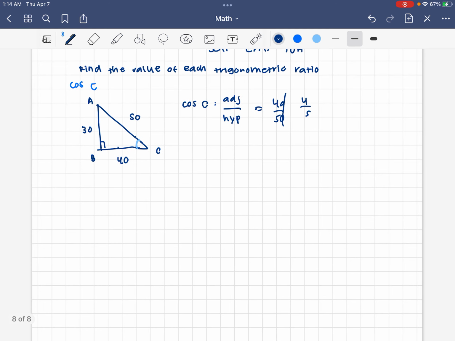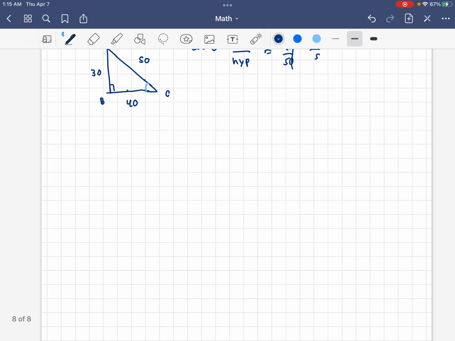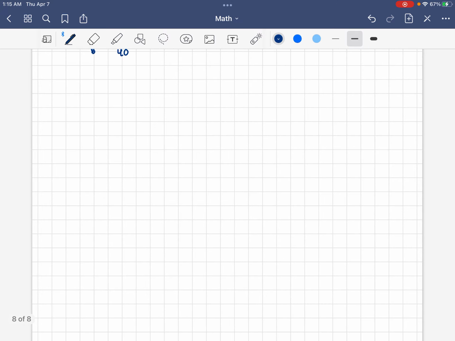But what if we had to find side lengths? Should we do side lengths? Actually, we'll do side lengths after.